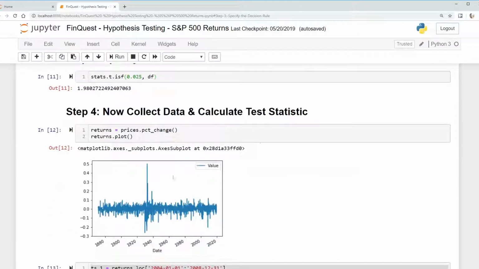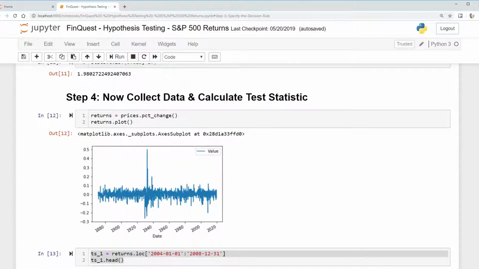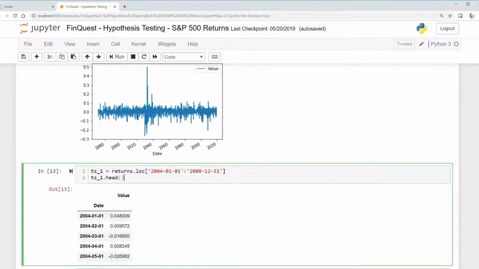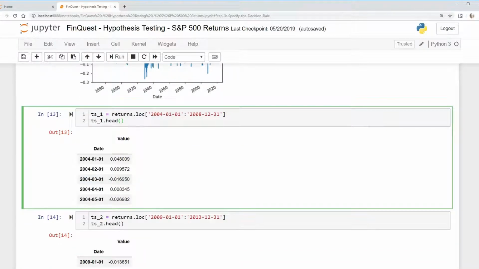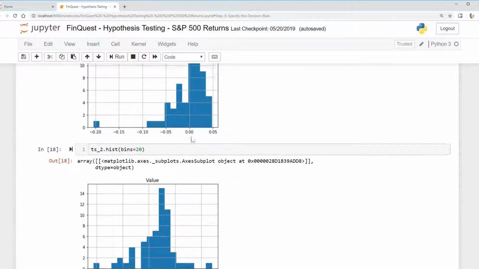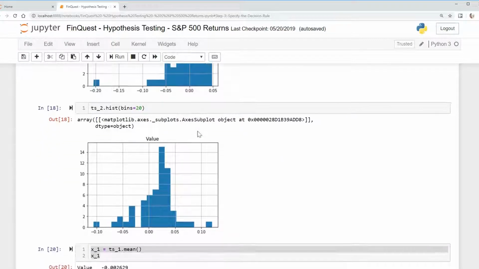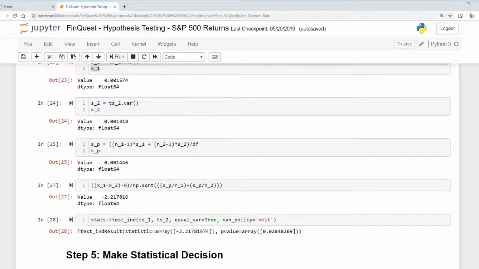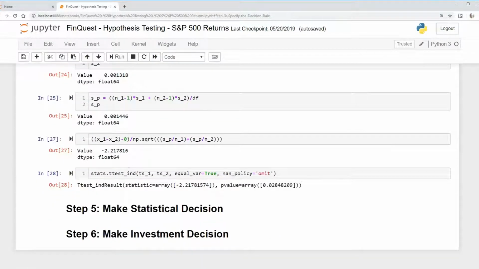And then we finally collected the data. We converted the prices to returns. We found the 60 months before and the 60 months after the event. So we found the sample of 60 months before and the sample of 60 months after. We looked at the different distributions visually, but we wanted to test it specifically with our test statistic, determined our pooled variance, and we also used the stats library to determine the actual t-value.